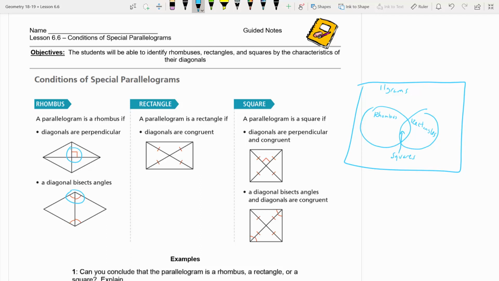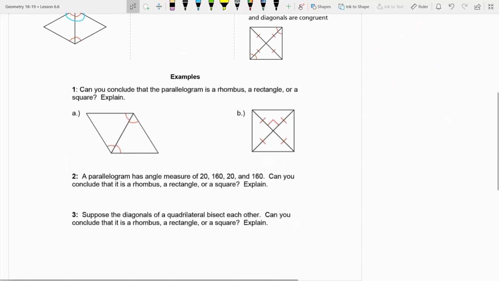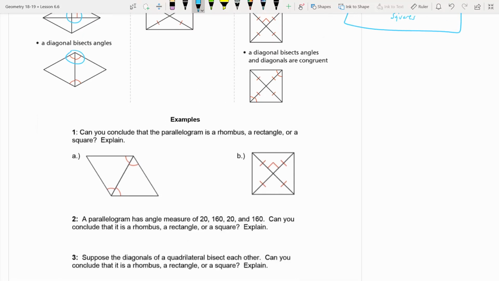When they give us a figure, first we have to verify it's a parallelogram. Then we can try to verify whether it's more specifically a rhombus, a rectangle, or a square. So in these first couple examples, they want to know which one is it. They've told us it's a parallelogram. They want to know if we can be more specific. So in this first one, I've got a diagonal, and it appears that it's bisecting these 2 angles. It looks an awful lot like this guy right here. So that tells me I've got a rhombus.